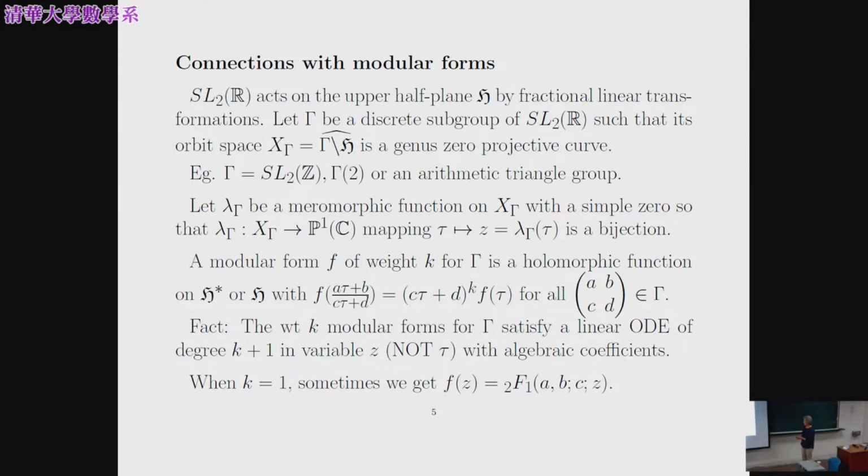You take an element A, B, C, D from the group gamma, you look at F at gamma of tau, so that's A tau plus B over C tau plus D. You compare that with the value of F of tau, and the ratio is C tau plus D to the K. When that happens, we say this holomorphic function is a modular form of weight K. So K is here. Okay.